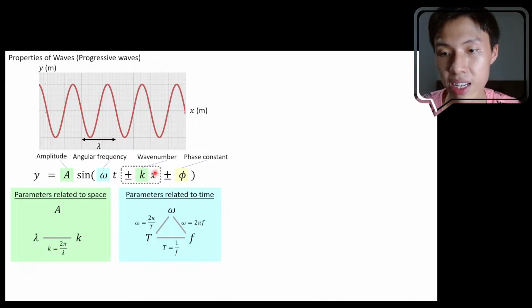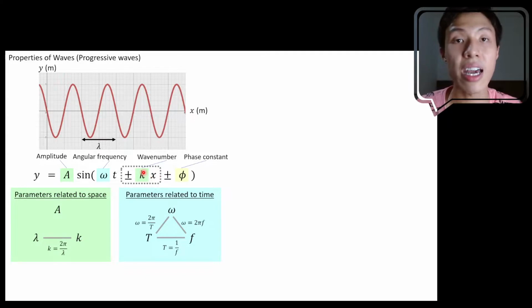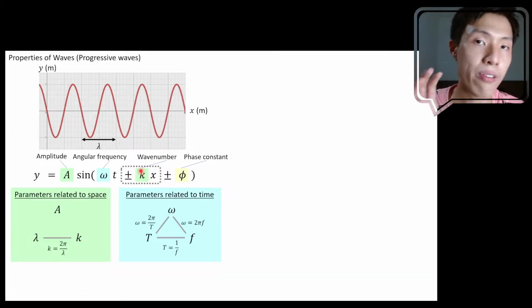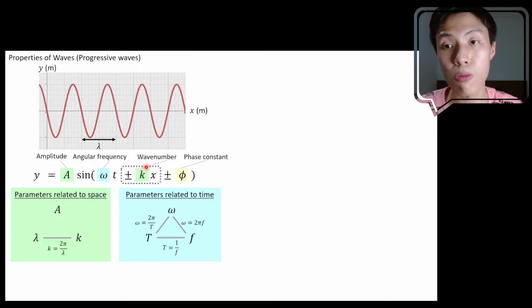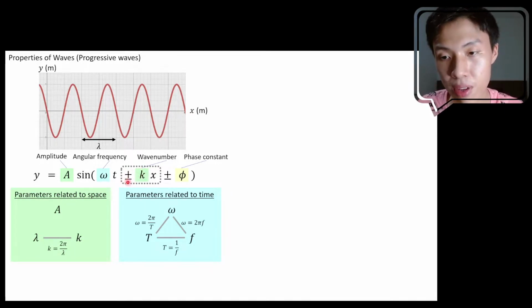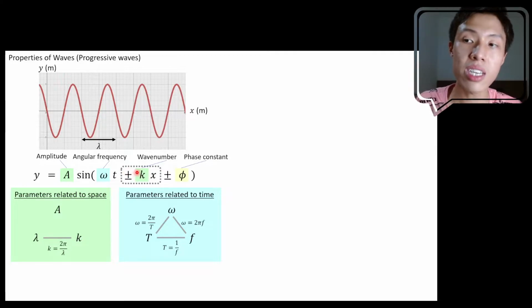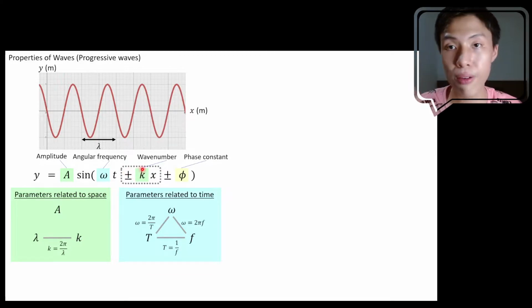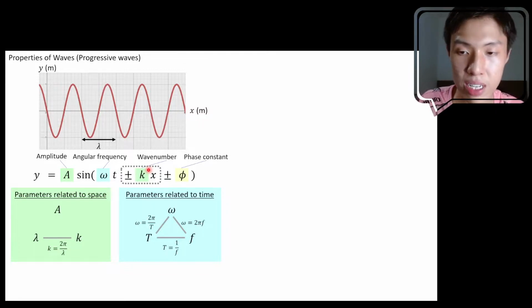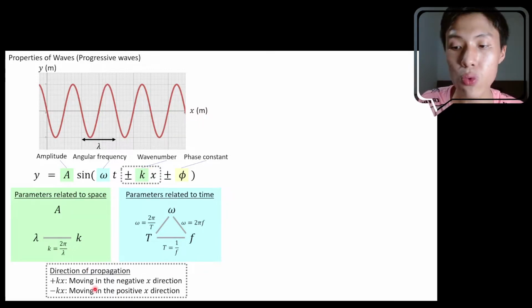Okay, the next thing I'm going to talk about is this plus minus kx. Plus minus kx actually dictates how our wave will propagate or how our wave will move. The plus and minus sign in front of the k decides whether this wave will be progressing to the left or progressing to the right. So how we determine the sign is like this. We follow this rule over here.